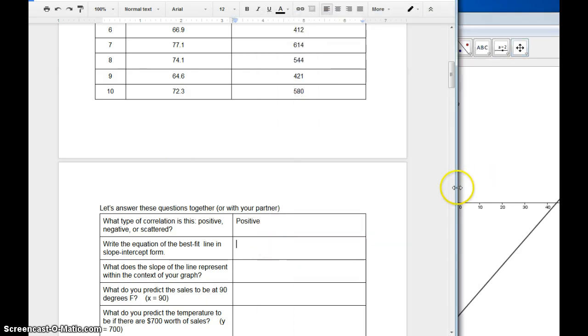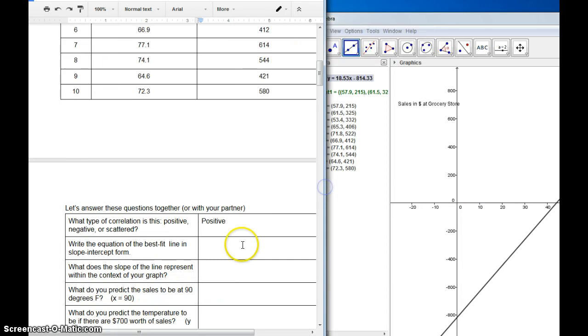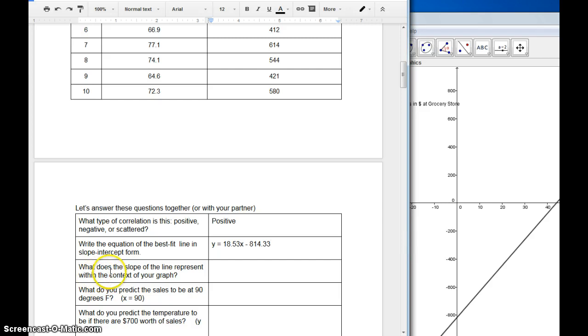I'm going to move this over so I can see it first. So y is equal to 18.53x minus 814.33. And I think I do have it correct. There we go. What does the slope of the line represent within the context of your graph?